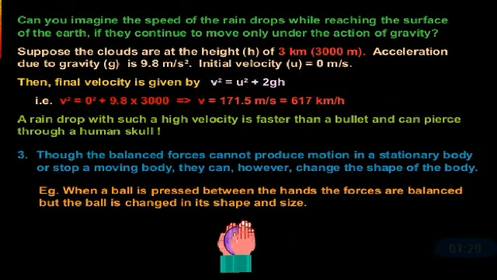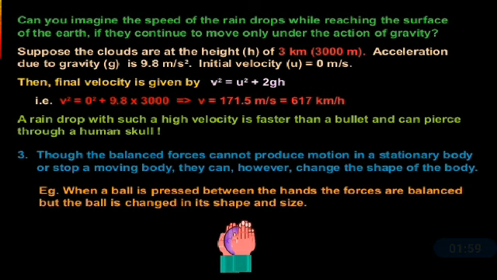Now, to understand in a better way, you can do some mathematical calculation here and just see the practicality of this example. Can you imagine the speed of the raindrops while reaching the surface of the earth? If they continue to move only under the action of gravity, what will happen then? Suppose the clouds are at the height of 3 kilometers or 3000 meters. Now, the acceleration under gravity is always equal to 9.8 meters per second square. The initial velocity for the raindrops is going to be 0 meters per second.